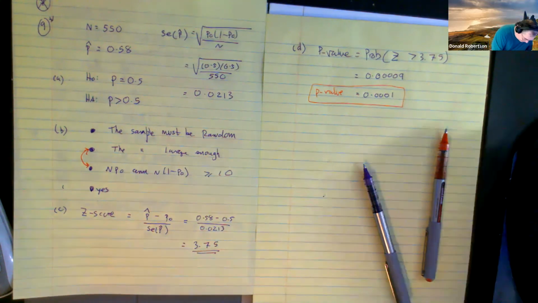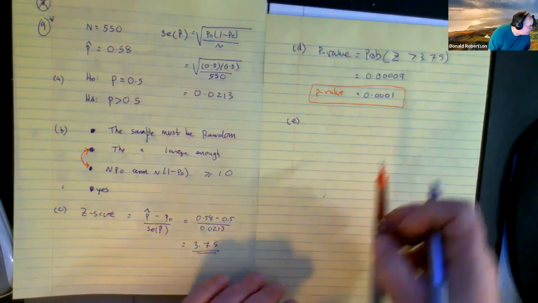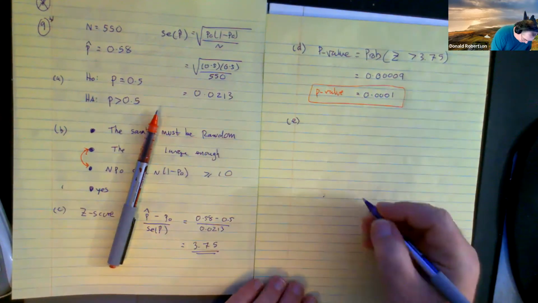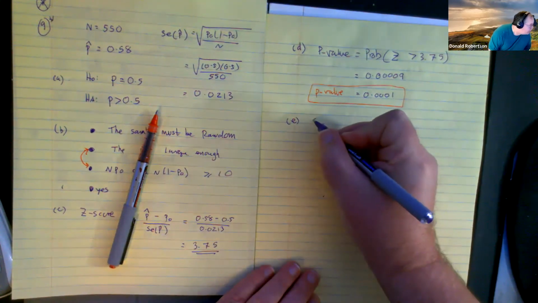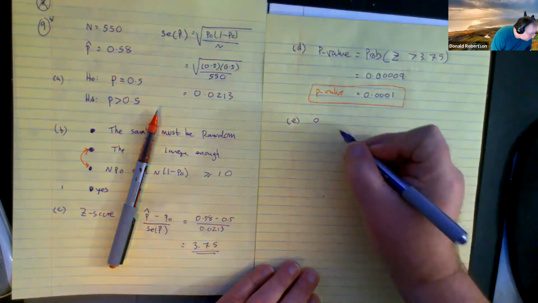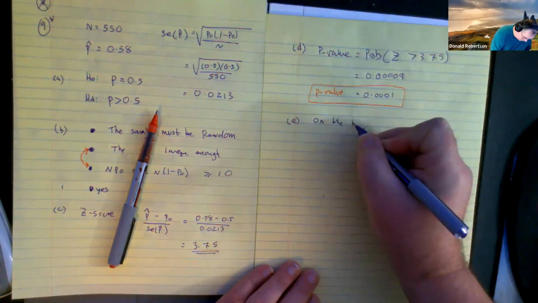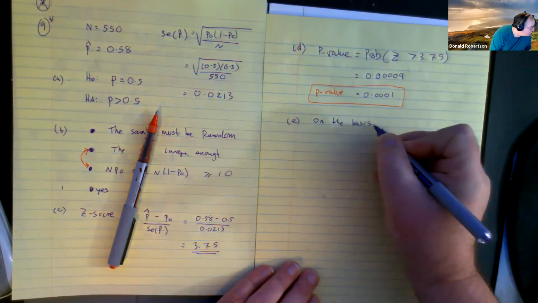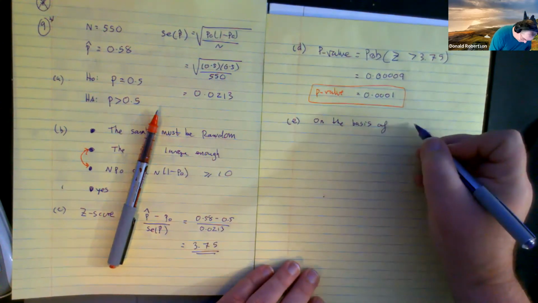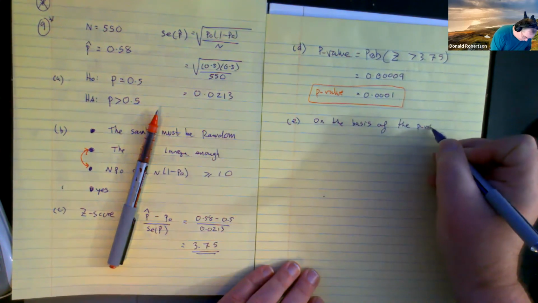So in question E, you've got one of those pull-down menu things where you complete a sentence, and it looks something like this. This is the written part. I'll put in red the choices that we're going to use. So on the basis of the p-value, make a conclusion.